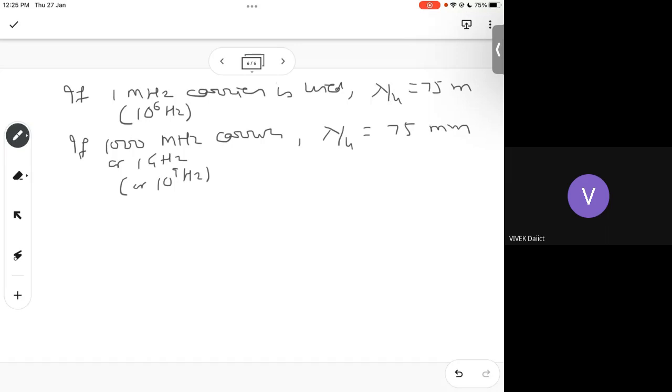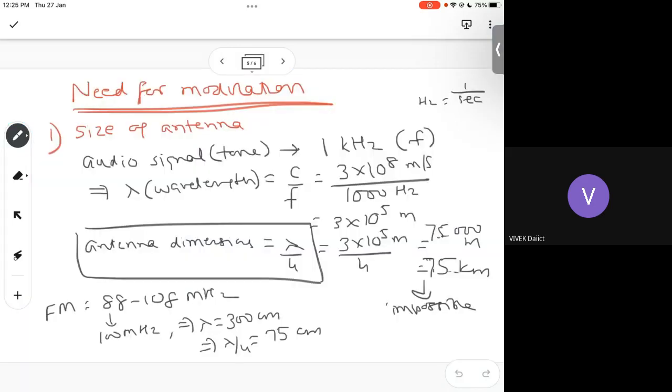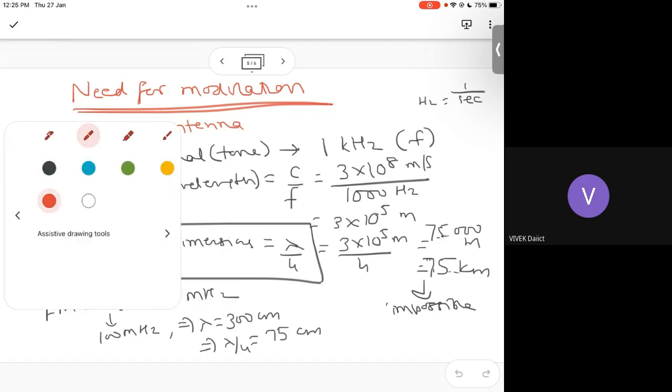So basically the first reason we need modulation is that the size of the antenna is too large and we need to reduce it. So I could complete this statement.